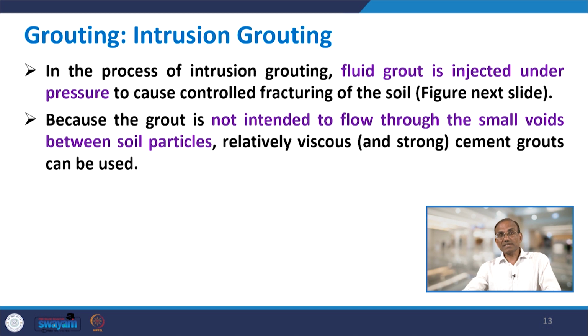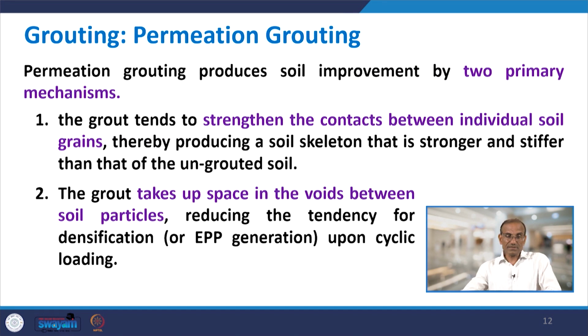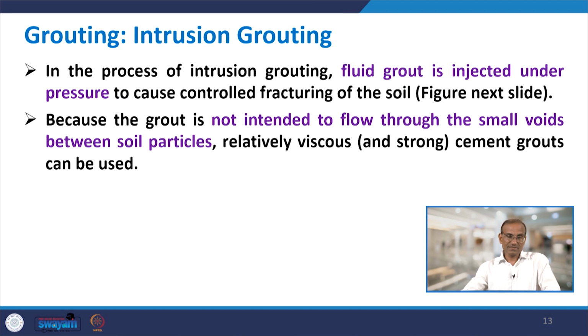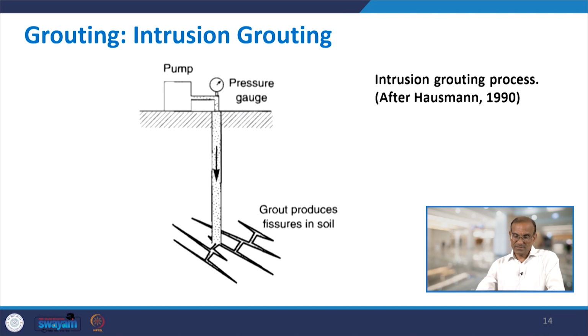Now, we come to the second type of grouting, that is called intrusion grouting. The last one was permeation grouting, and this is intrusion grouting. In the process of intrusion grouting, fluid grout is injected under pressure to cause controlled fracturing of the soil. Because the grout is not intended to flow through the small voids between soil particles, relatively viscous cement grouts can be used. So, this is intrusion grout.